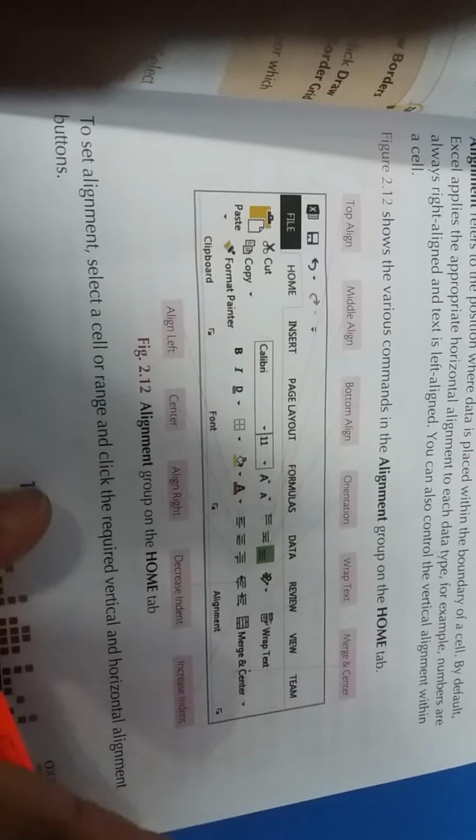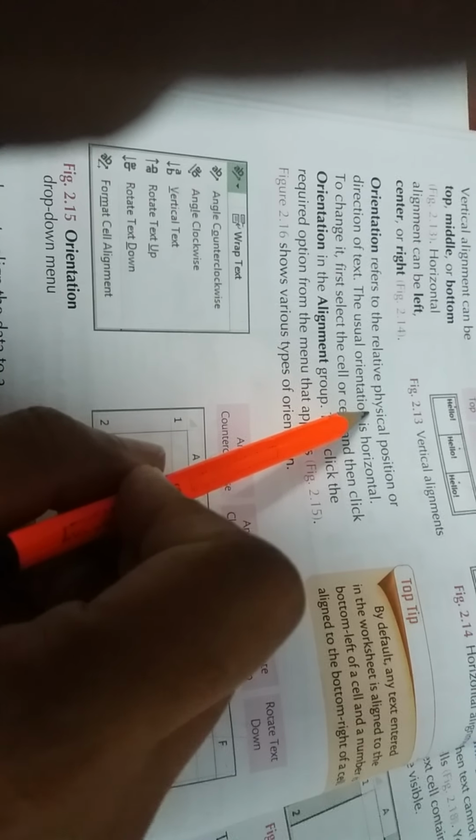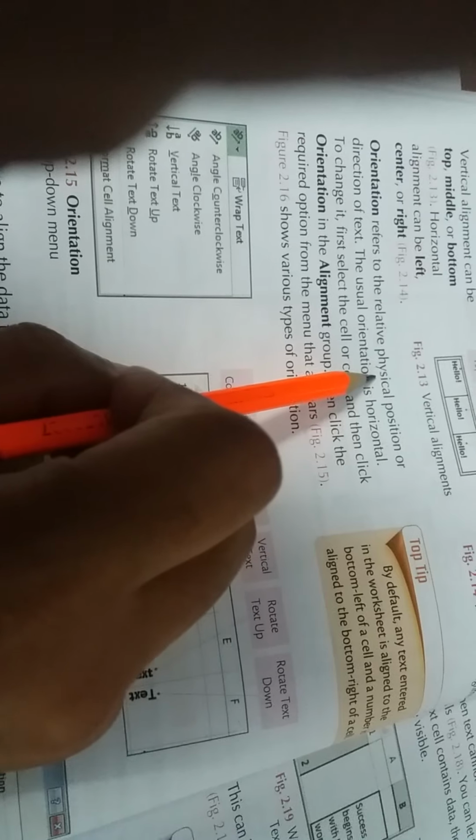Now move towards page number 18. Vertical alignment can be top, middle or bottom. Horizontal alignment can be left, center or right. Vertical alignment means this one and horizontal alignment means this one. Orientation refers to the relative physical position or direction of text.